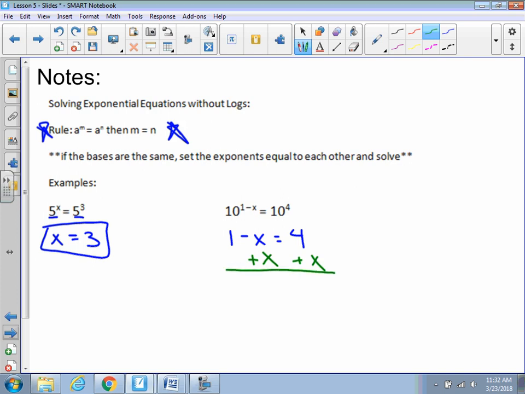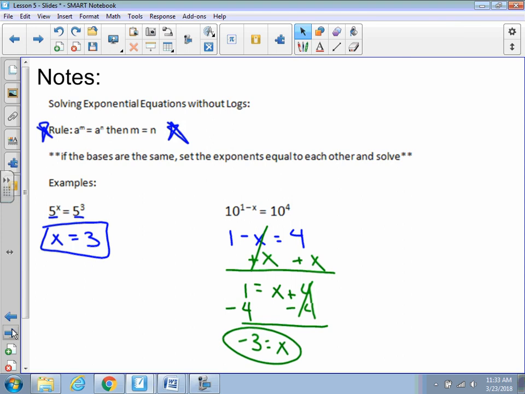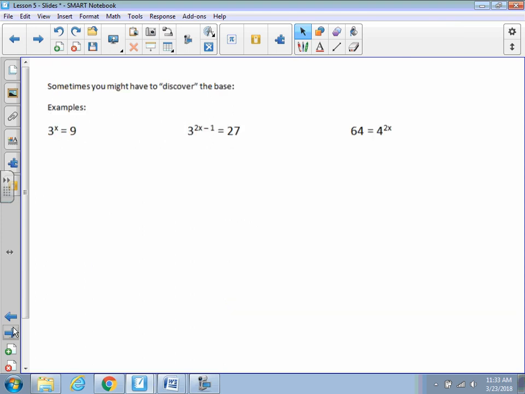All right, so now sometimes you might have to discover your base. So if you look at your first problem, we have 3 to the x equals 9. Now, a lot of us know that x is going to equal 2 there, but let's pretend we didn't know. It was a little bit more complicated. How else can we write 9? Well, 9 is the same as 3 squared. So really, this is my problem. 3 to the x equals 3 squared. Since our bases are the same, we can set our exponents equal, and x equals 2.